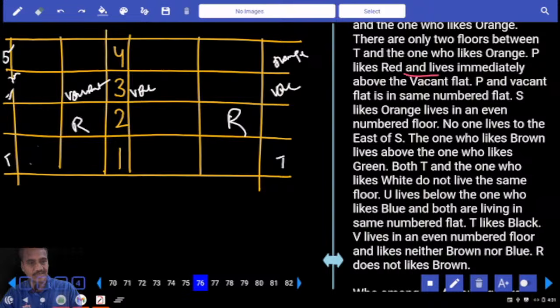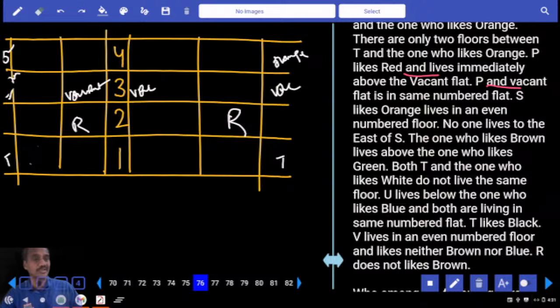Now P likes red color and lives immediately above the vacant flat. Immediately above this vacant flat, where should P be? How many possibilities for P? Why 2 possibilities? Immediately above, only 1. Immediately above a floor, another flat, another floor. Maybe here or maybe here, 2 possibilities. That is the reason I'm insisting that you people be careful.